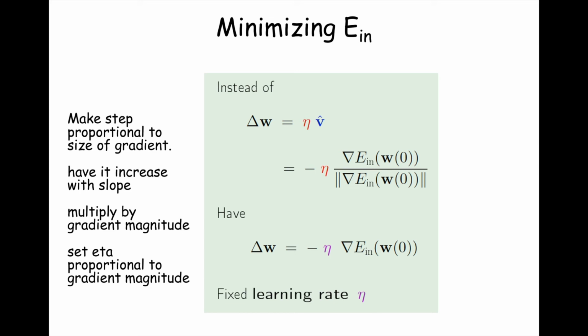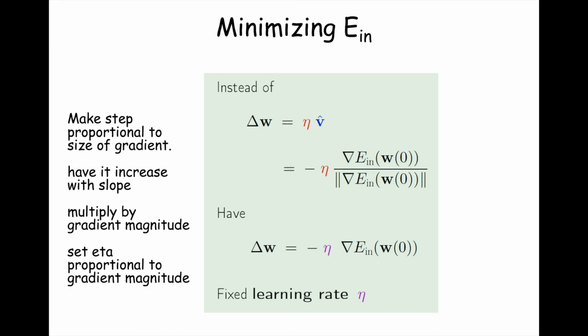I should say gradient of En at W naught. So that way, my new update is now delta W is equal to minus gamma times gradient of En at W naught. And the reason I have that result is that I'm replacing this with a new step size that can scale, adjusting itself with the magnitude of the gradient, so it gets bigger when the gradient is bigger, gets smaller when the gradient is smaller.